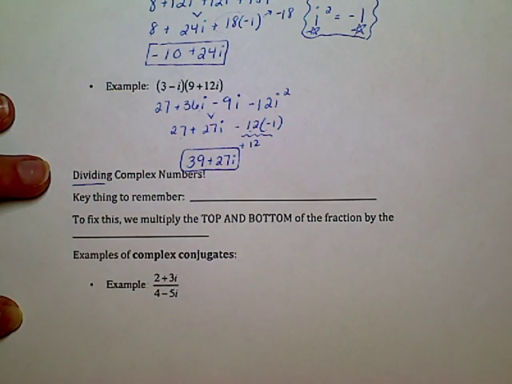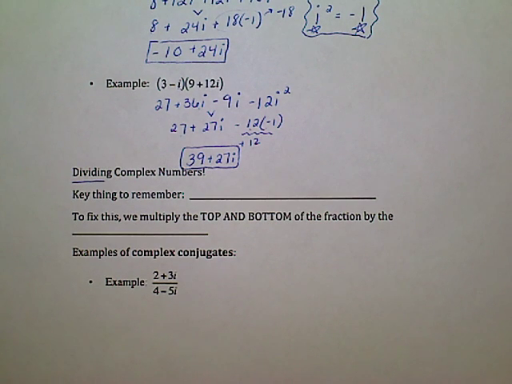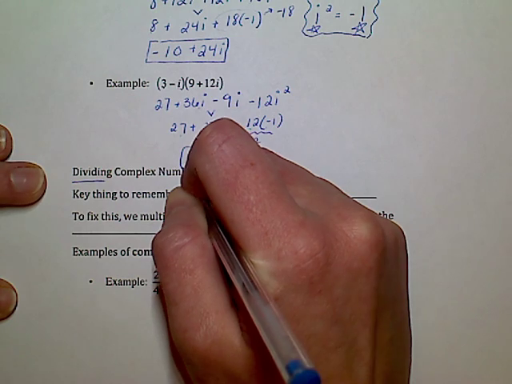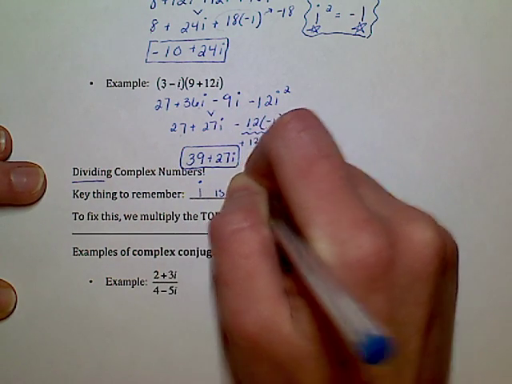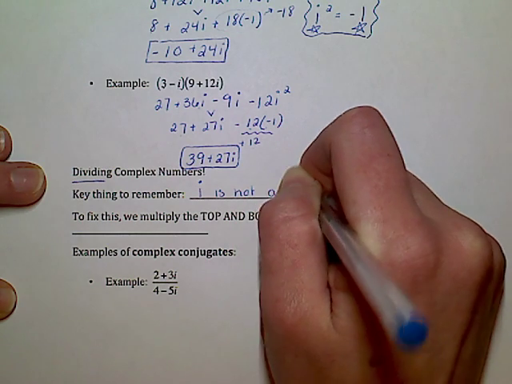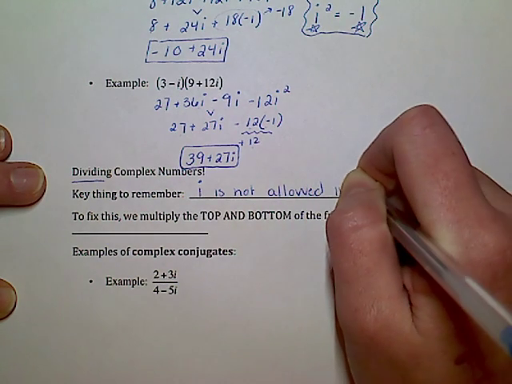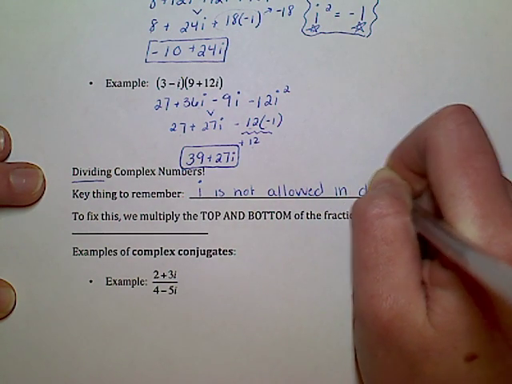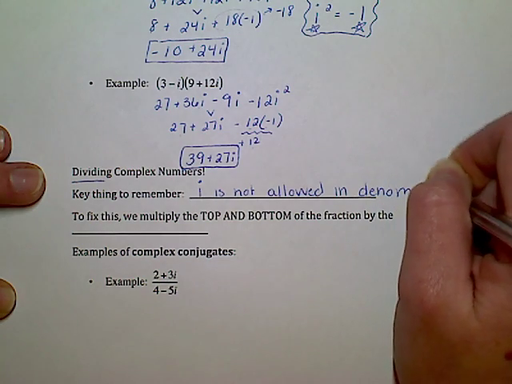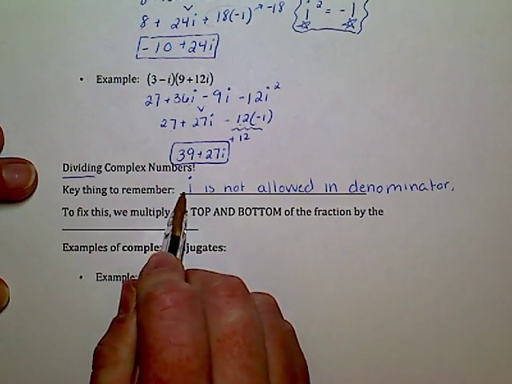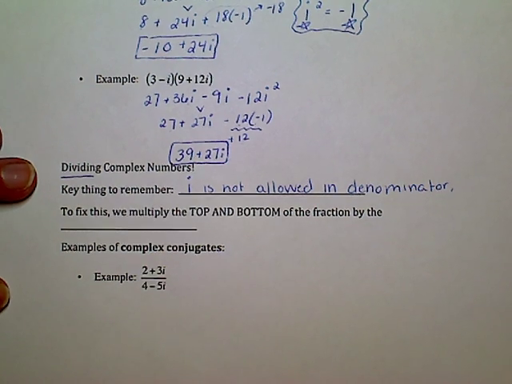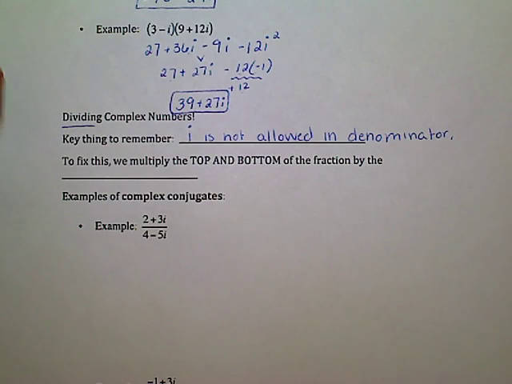The key thing to remember with complex numbers is that i is not allowed in the denominator. So if you think about why that is for a moment, i is equal to the square root of -1, and we know that square roots are not allowed in the denominator. It's sort of like bad math grammar.